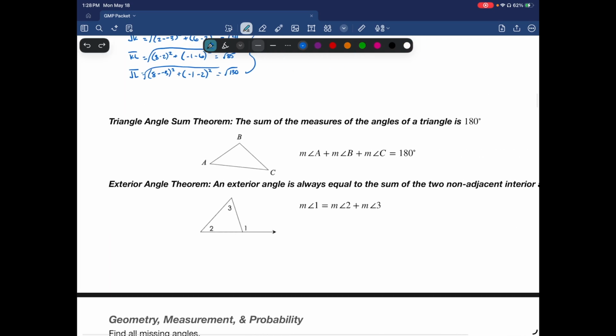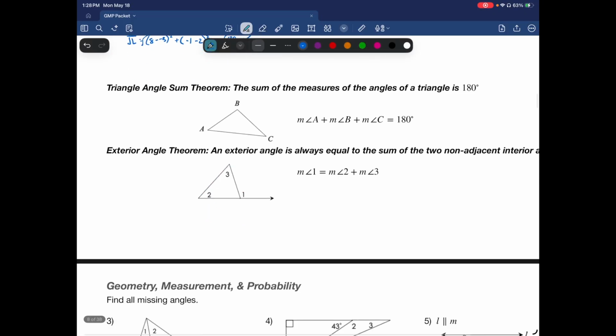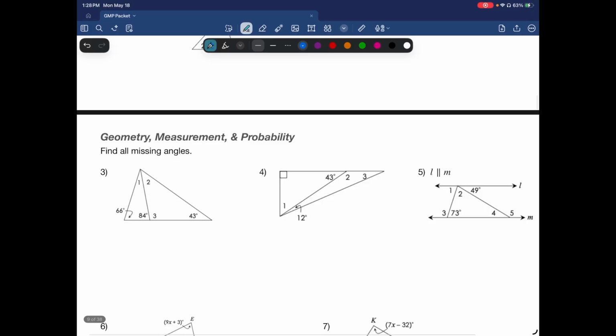As I mentioned earlier, the inside of a triangle adds up to 180. Then you also have this thing called the exterior angle. This single angle out here is the sum of the two angles on the inside. That could be really helpful. So knowing that, let's work some problems.